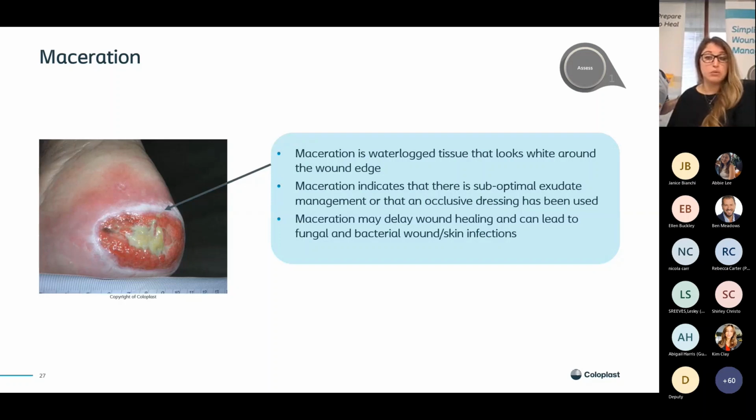And maceration can delay wound healing. It can lead to fungal and bacterial wound skin infections, but it can also be very painful for the patient. Wound maceration can be painful. You will often find wound maceration around moisture lesions, and these can be very painful for the patient. But not only that, if we have got damaged skin, that's what macerated tissue is, it's damaged. If we don't do something to right that wrong, then the likelihood is that this wound could increase in size, and that's not what we want to do.